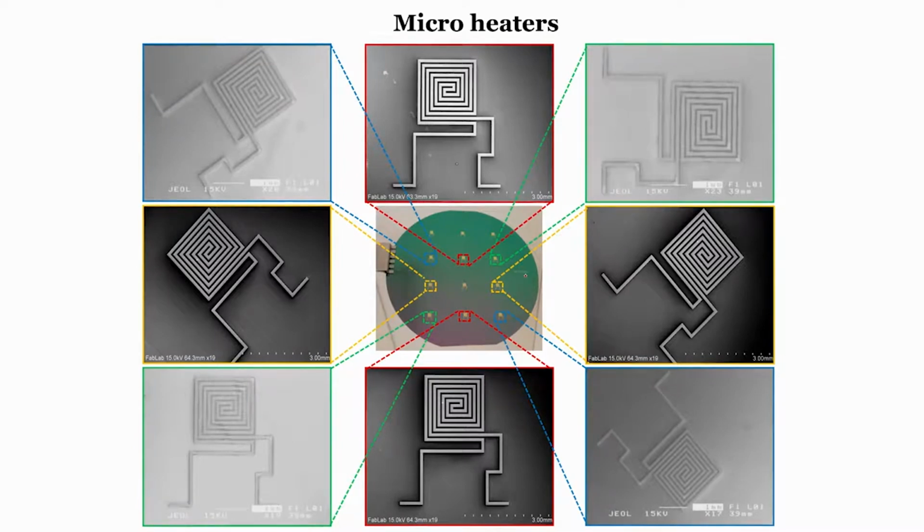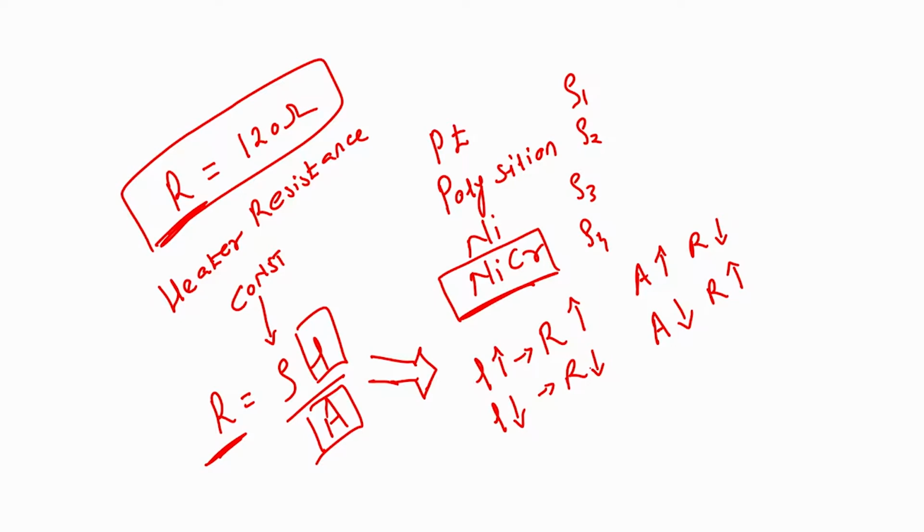And what is this green color thing? You must have guessed that this is nothing but a silicon wafer, right. This is a silicon wafer, but why is the silicon wafer this green and purplish color? So, let us understand. Okay.